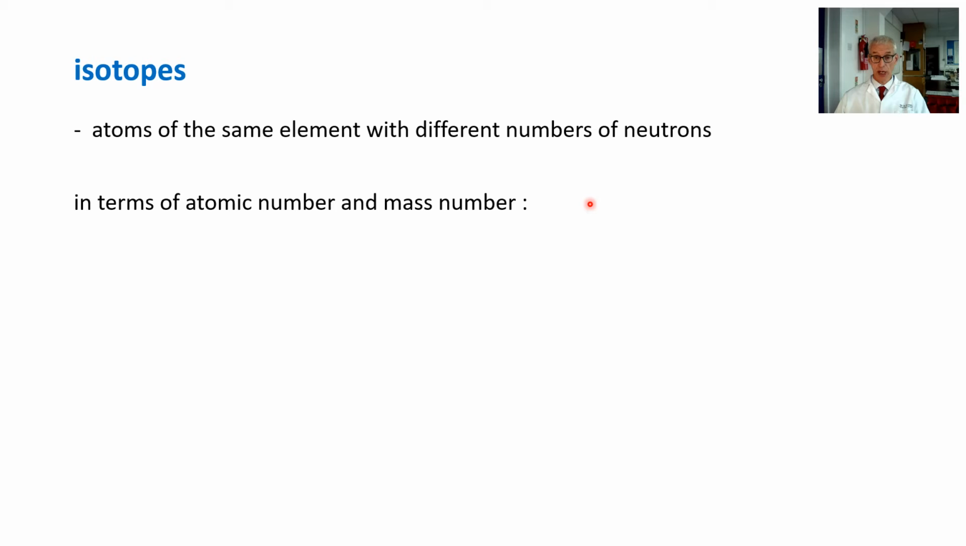Okay, so here's my thoughts. Isotopes are atoms that have the same atomic number but a different mass number. So they've got the same number of protons but a different number of neutrons. So same atomic number, different mass number. So let's look at some examples.